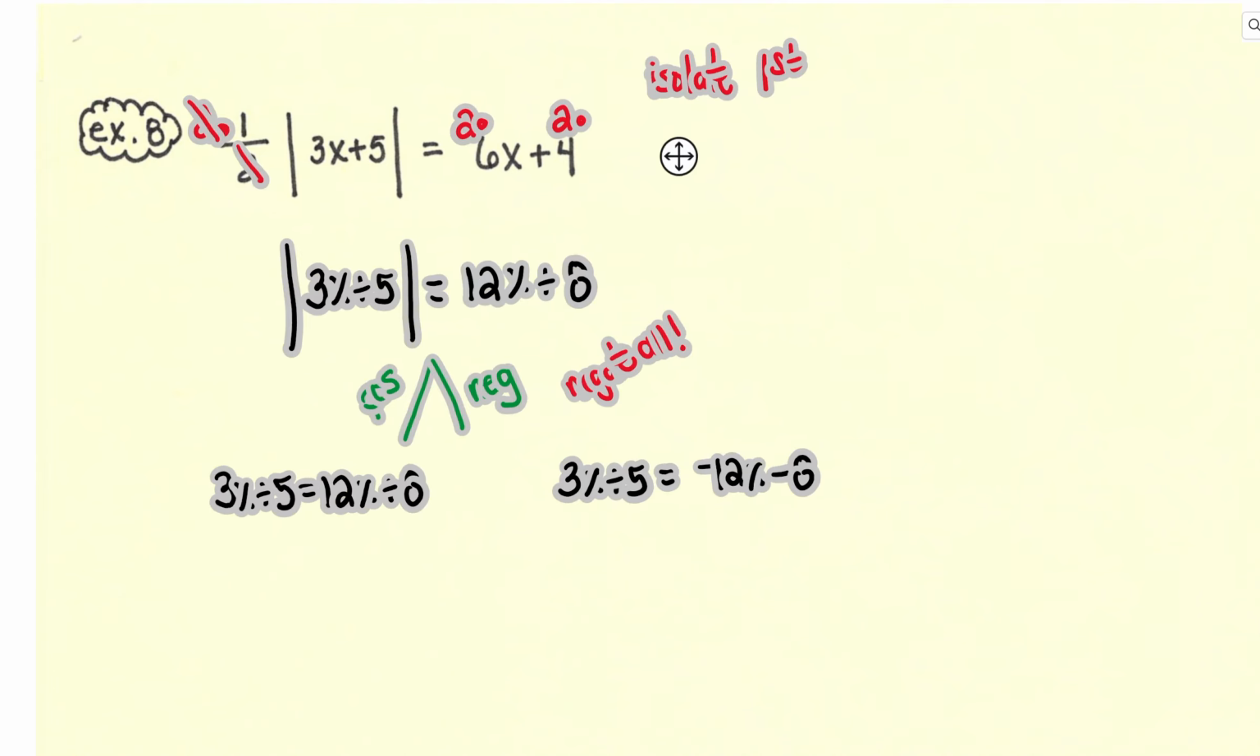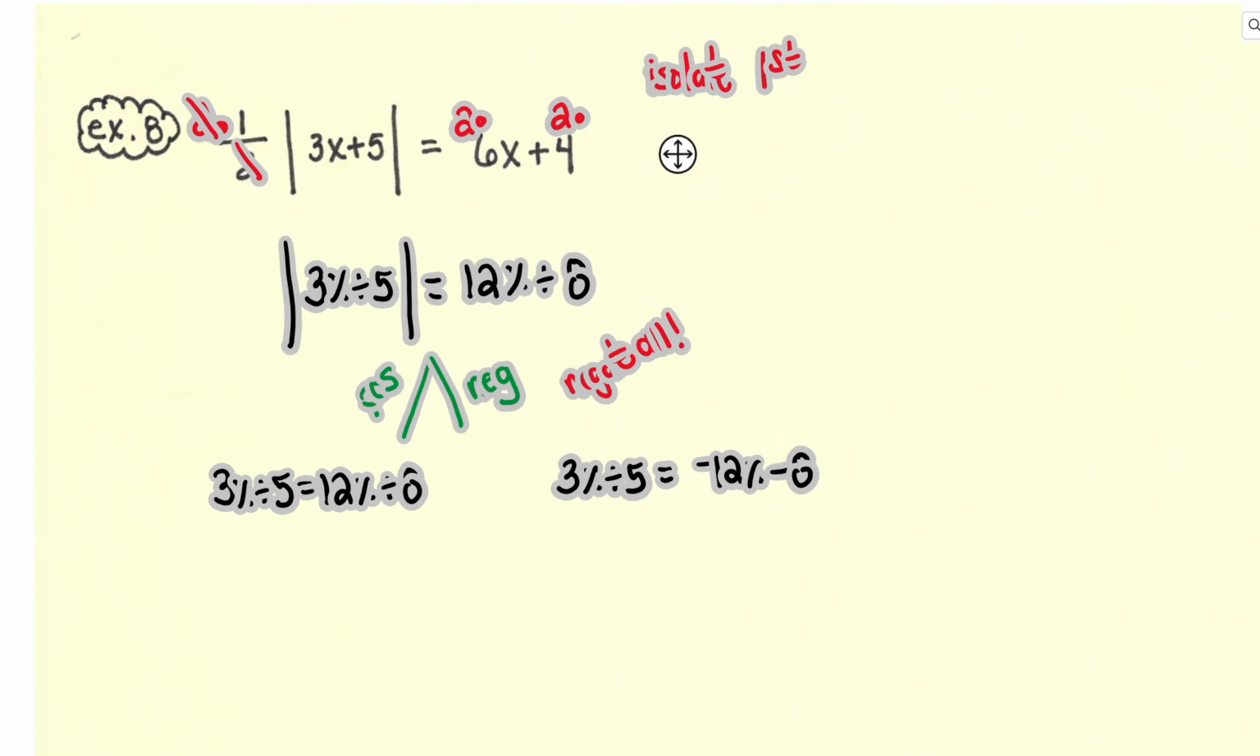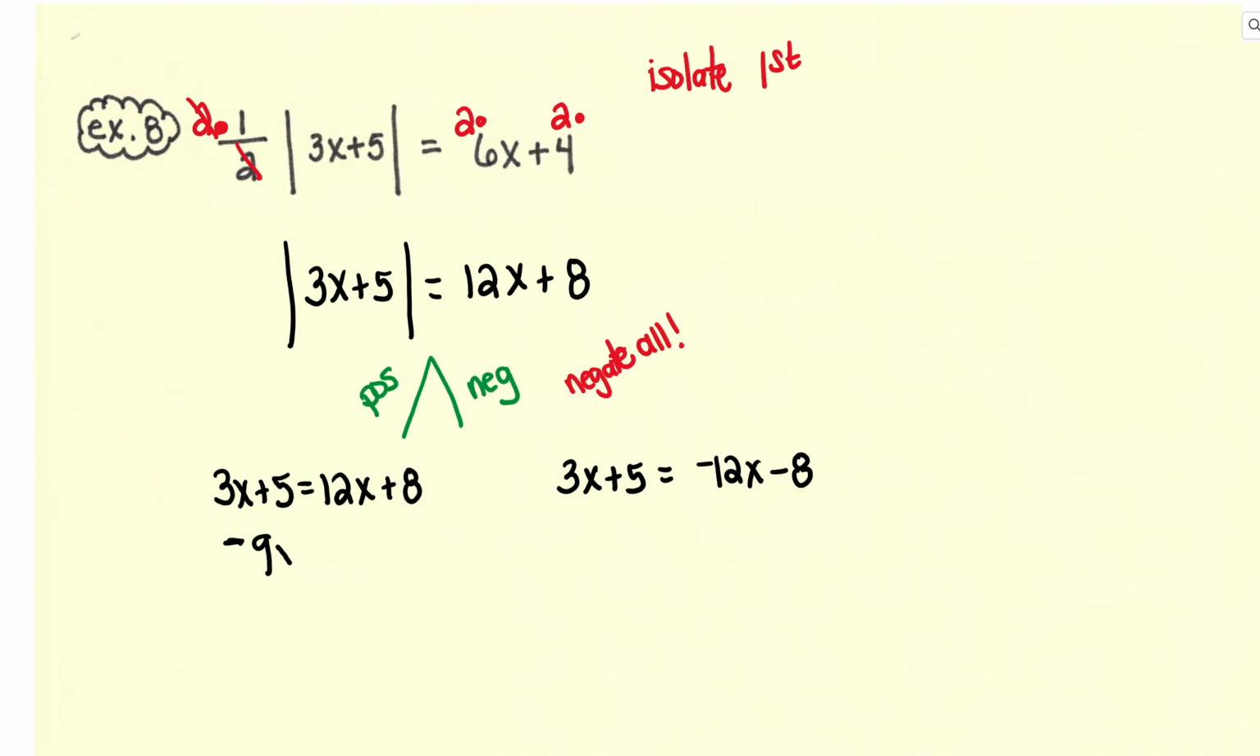Subtract your 12x over. So if I do that, I'm going to have negative 9x. Subtract your 5 over, and you'll have 3. Divide by negative 9. Be careful, because sometimes you want to say 3 goes into 9, but in reality, this is 3 divided by negative 9. And you get x equals negative 1/3.